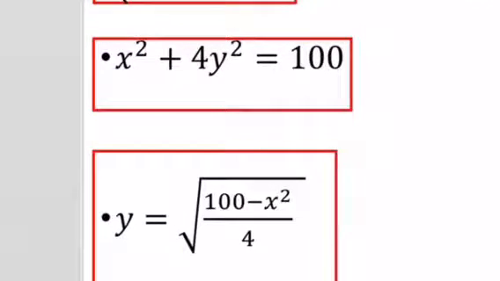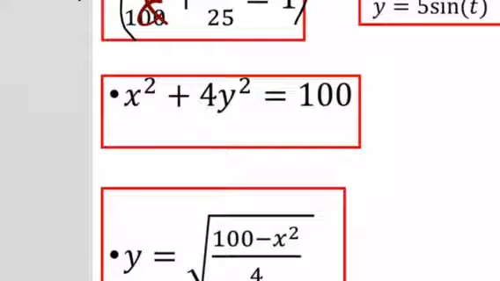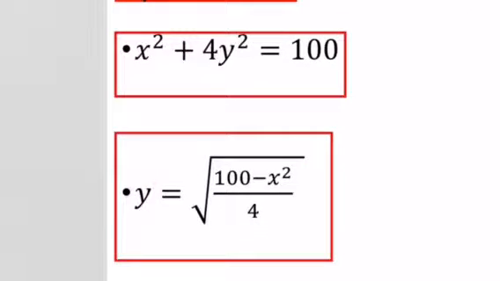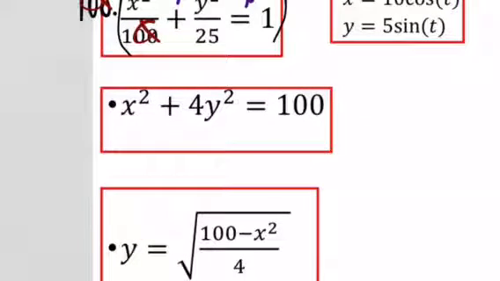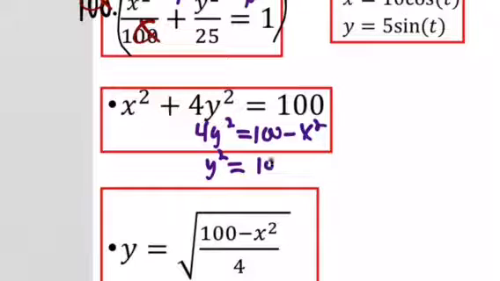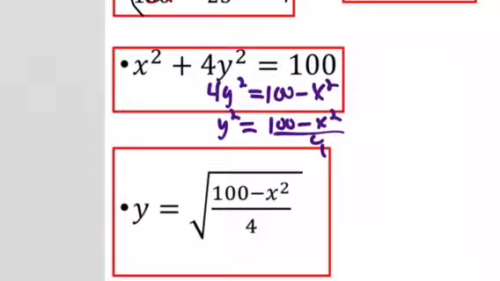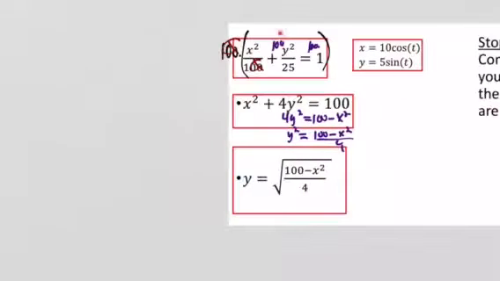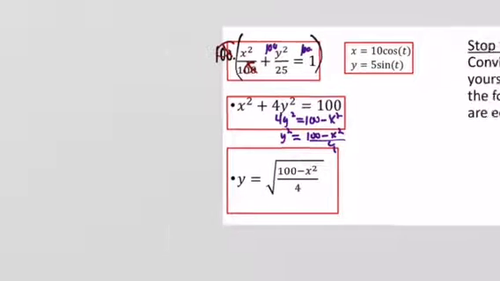Now coming down here, this is the same curve just with y isolated. So if we were to subtract x squared, we'd get 4y squared equals 100 minus x squared. Then y squared equals 100 minus x squared divided by 4. Just divide that 4 over. And then if we square root, we get y equals the square root of 100 minus x squared over 4. So this is the same as this is the same as this.